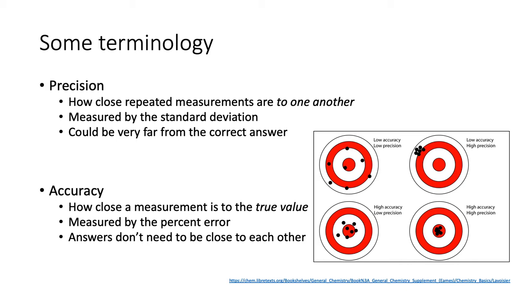We measure accuracy by the percent error. So it's the error relative to the result that you're trying to get. And the answers don't need to be close to each other to be accurate. Like I said, they can be kind of spread out, but still all close to the target value.